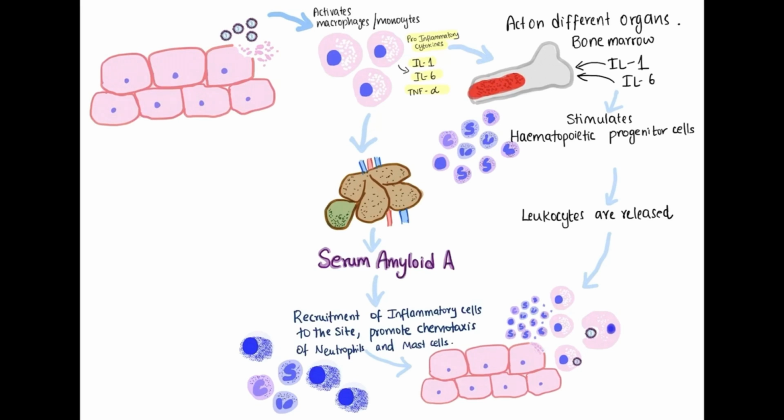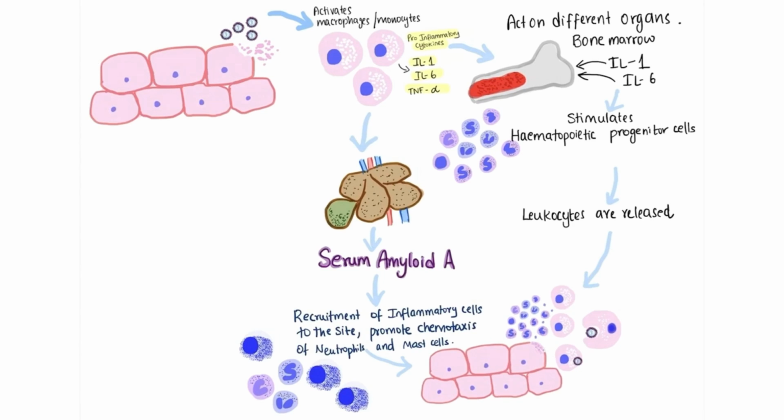This helps to promote chemotaxis of neutrophils and mast cells. It also functions as an inflammatory and immunomodulatory protein and also induces secretion of inflammatory cytokines. It is also involved in lipid metabolism. Serum amyloid A signals through multiple receptors. The most common receptors include CD36 and toll-like receptors 2 and 4.